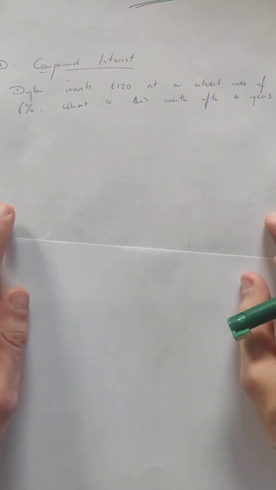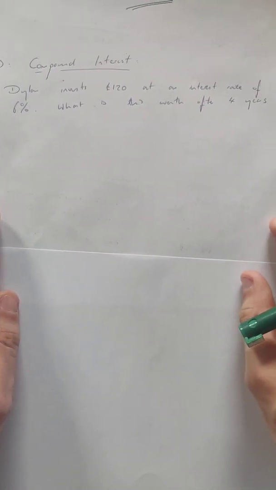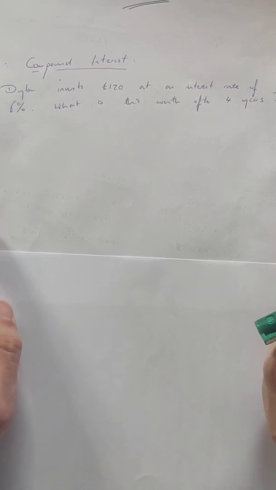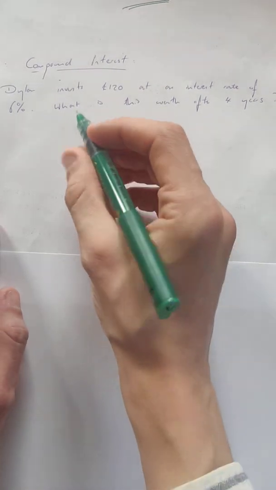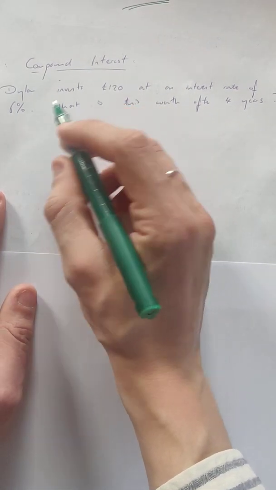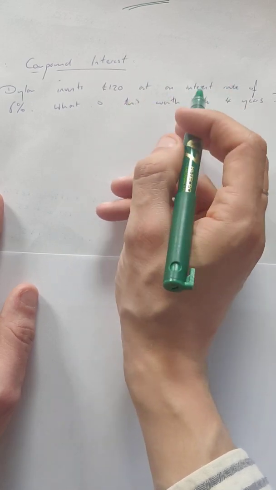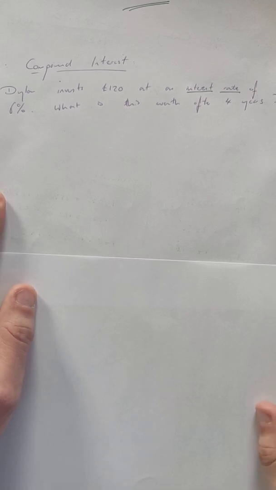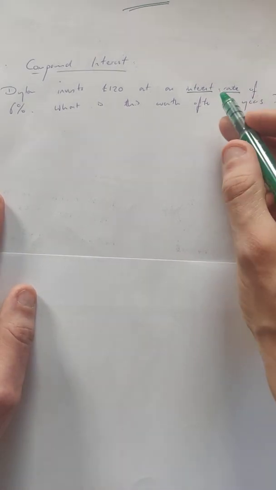The last one to go through is part D, which is compound interest. We recapped this just before Christmas, so it should be nice and easy. Dylan invests £120 at an interest rate of 6%. What is this worth after 4 years? So I have £120 invested, and I've got an interest rate. If ever I'm talking about an interest rate, straight away I want to find a multiplier. It's an interest rate, so it's going up.